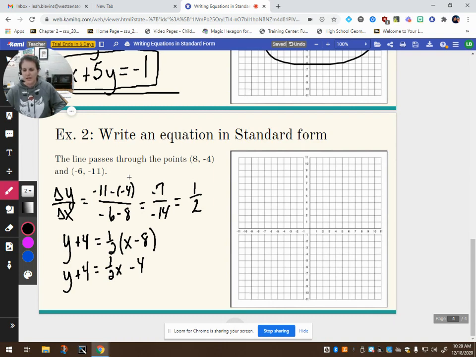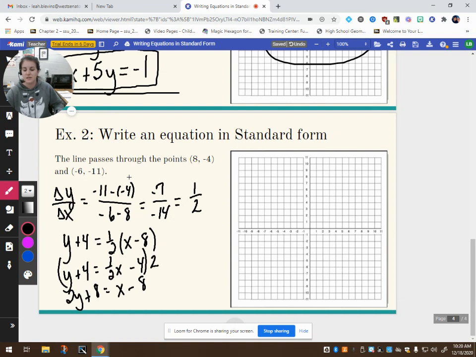Okay, so we can see that we've got a fraction here again. I personally don't want to deal with that fraction. I would like to eliminate it. So I'm going to multiply everything by 2 to get rid of it, maybe. We could multiply by 4, we could multiply by 8. And actually, before I do that, I could go ahead and combine these if I wanted. It does not matter which way we do it. So I'm going to have 2y plus 8 equals 1/2 times 2 is just 1. So x minus 8.